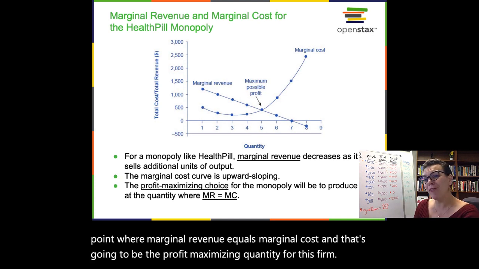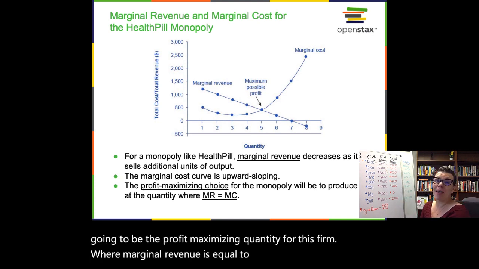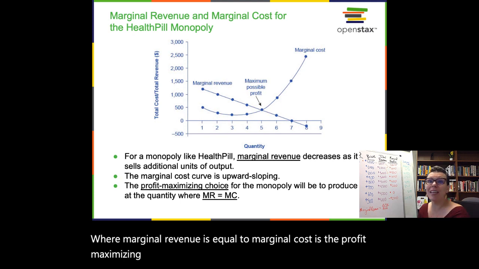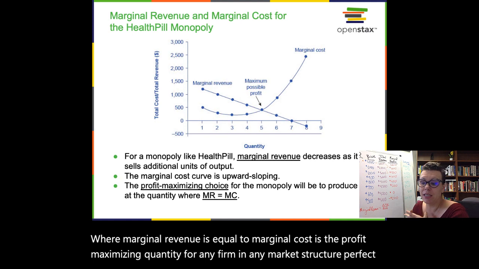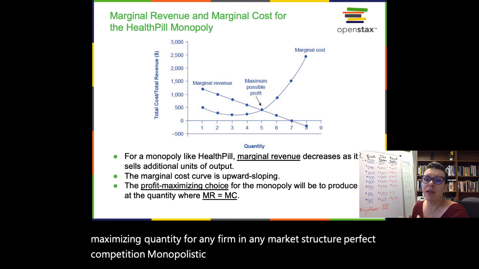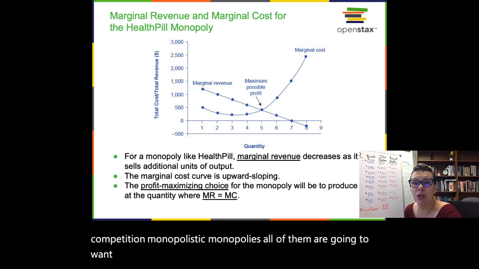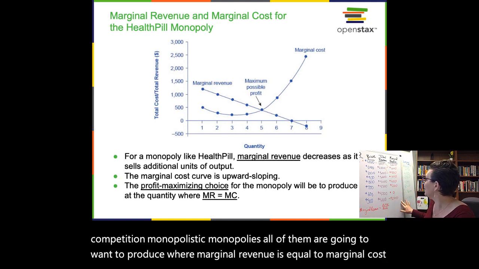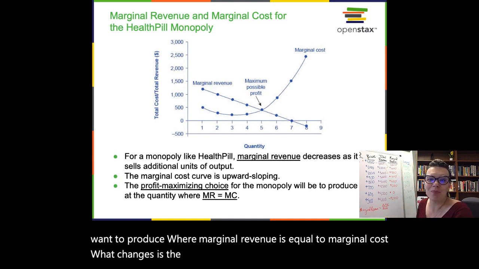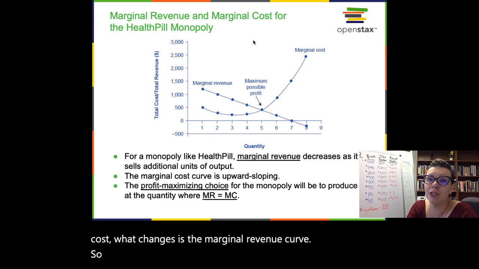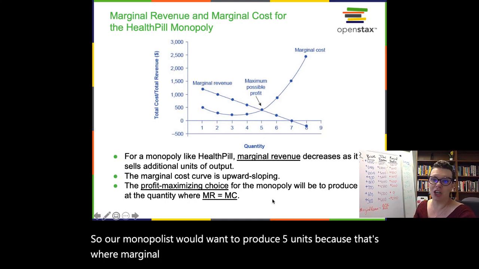Actually, where marginal revenue is equal to marginal cost is the profit maximizing quantity for any firm in any market structure. Perfect competition, monopolistic competition, monopolies, all of them are going to want to produce where marginal revenue is equal to marginal cost. What changes is the marginal revenue curve. So our monopolist would want to produce 5 units because that's where marginal revenue is equal to marginal cost.